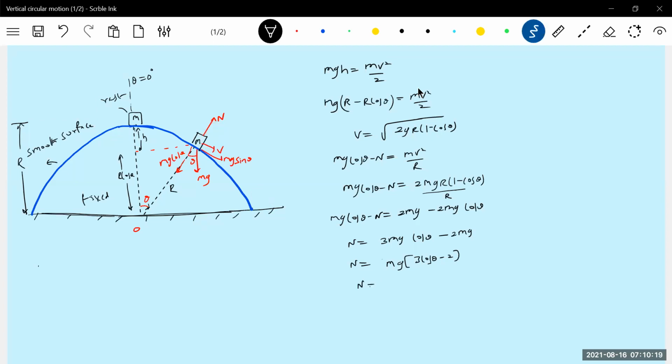So I'll put the condition N equals 0. This will happen when 3 cos theta equals 2, or cos theta equals 2 by 3. So that angle is cos inverse of 2 by 3, at which it will leave the circular path.